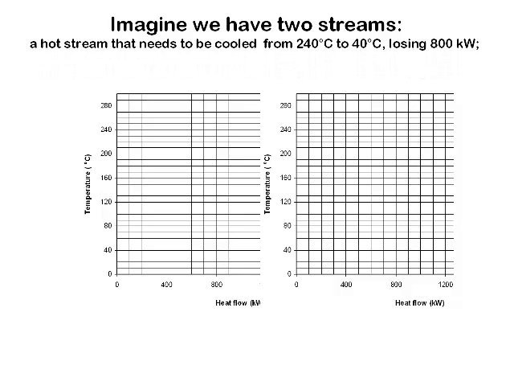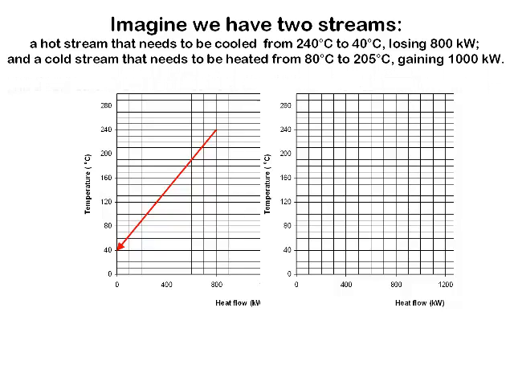So we have a hot stream that needs to be cooled from 240 degrees down to 40 degrees, and it's going to lose 800 kilowatts of stream enthalpy in the process. So here it is, we've plotted it on our graph. It starts at 240 degrees Celsius, loses 800 kilowatts of heat, and ends up at 40 degrees Celsius.